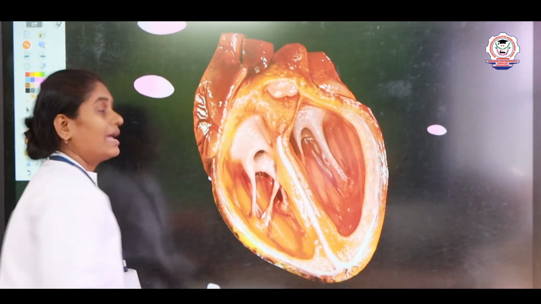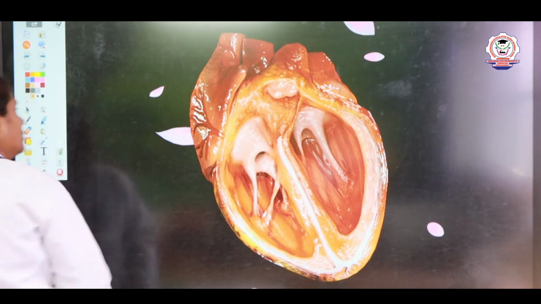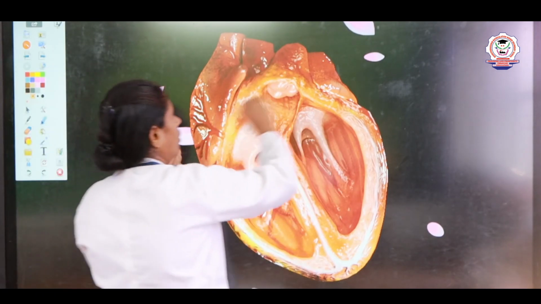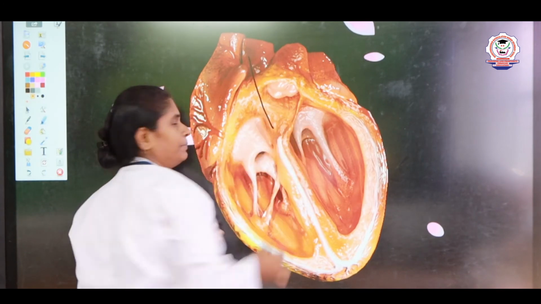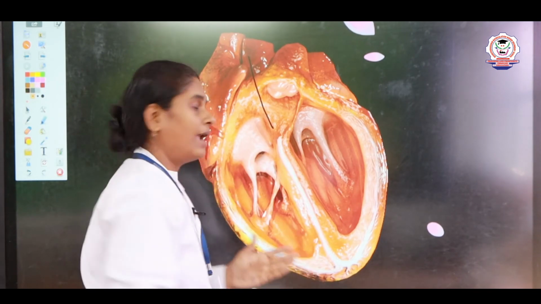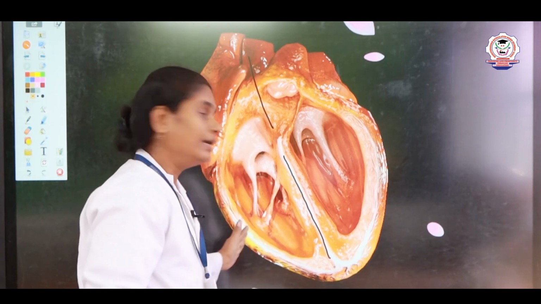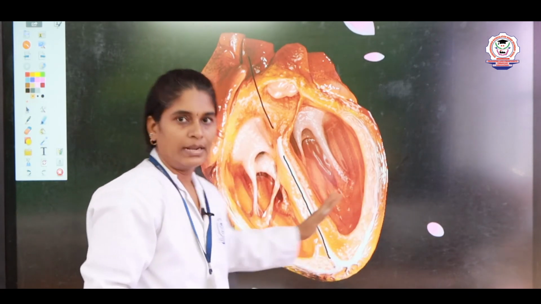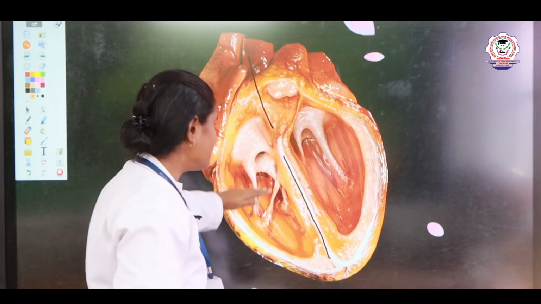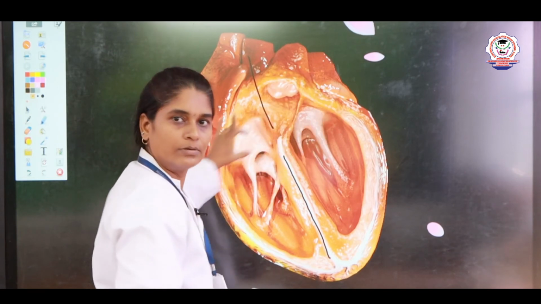Now let us see what valves are present in the heart, right. There are actually 4 valves present. Here you can see the auricles are separated by a septum, called the auricular septum, and the ventricles are separated by a septum, known as the interventricular septum, right. And the auricles and ventricles are separated by atrioventricular valves, right.